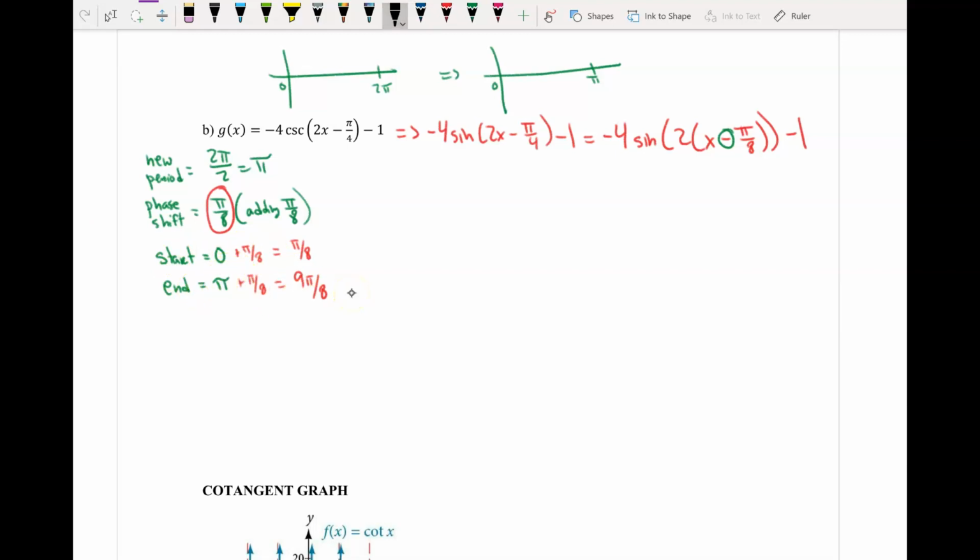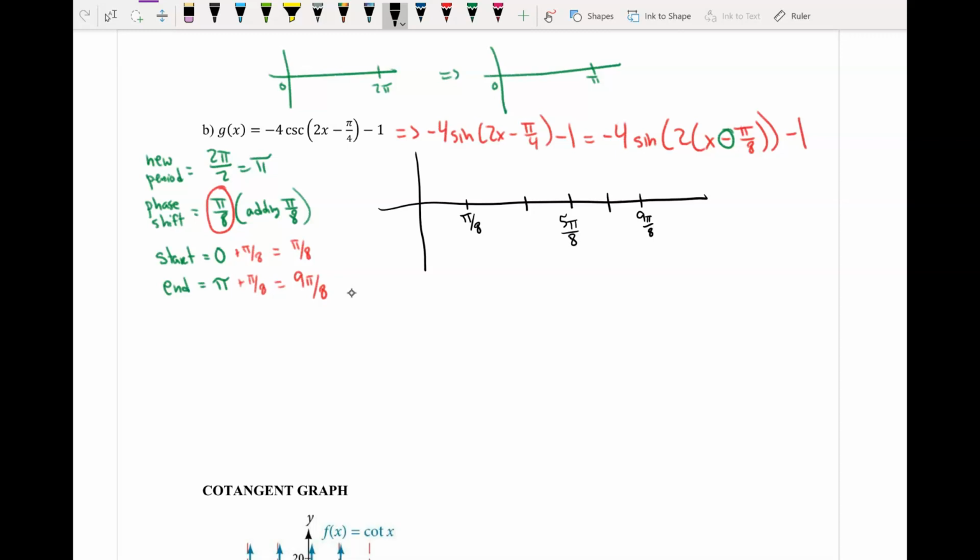So I'm going to graph this. So starting at pi over 8, ending at 9 pi over 8. And now I'm going to find the midpoints. So halfway between pi over 8 and 9 pi over 8. I'm going to do it offline, since we've done it so many times. So pi over 8 plus 9 pi over 8, and then I'm going to divide this by 2. I'm going to get 5 pi over 8.